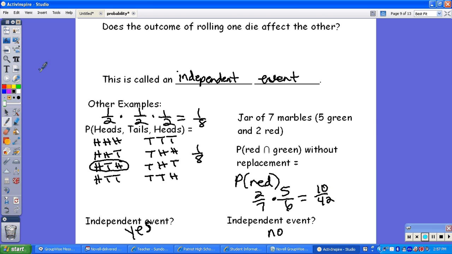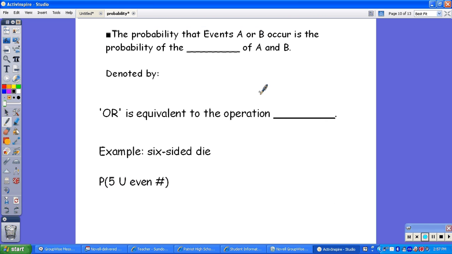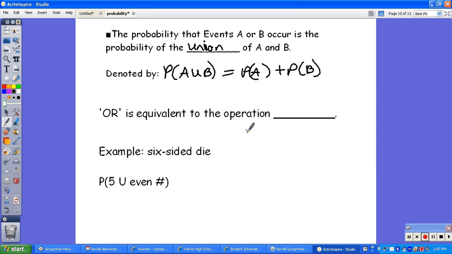All right. So the next slide that we have, we're going to do the probability that events A or B occur. Instead of and, we have or. And so that's the probability of the union of A and B. The way you write that is the probability of A union B is equal to the probability of A plus the probability of B. All right, and so our OR is equivalent to addition.